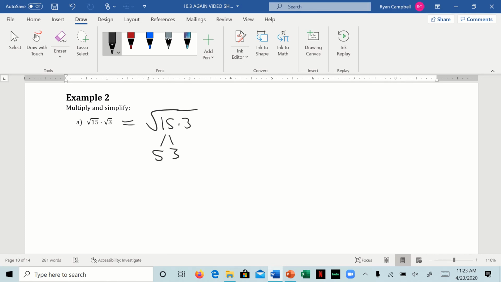All right, well, now there's no number here. So how many have to be in a group if it didn't give us an index? If it didn't give us an index, we assume it's a square root, so 2 of them. So these 2 3's, one of them can come out. So we end up with 3 times the square root of 5.